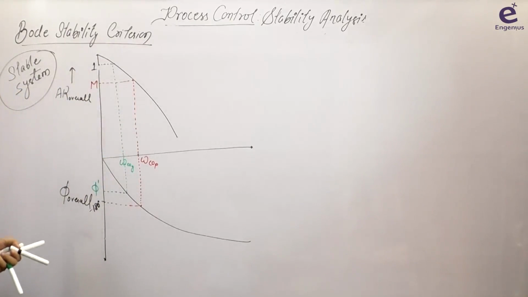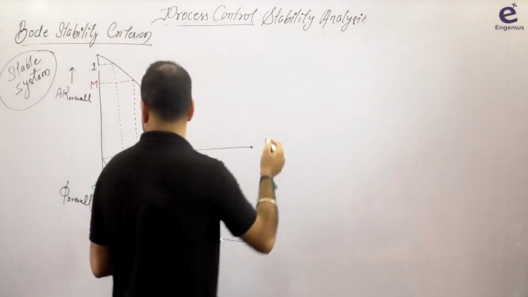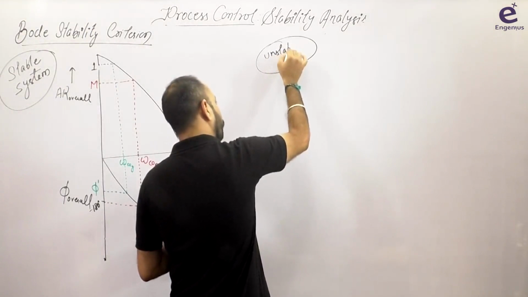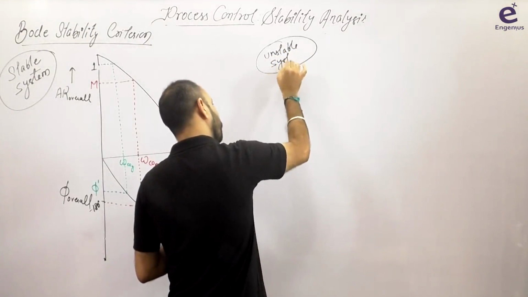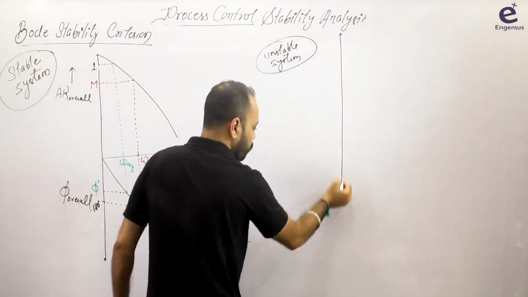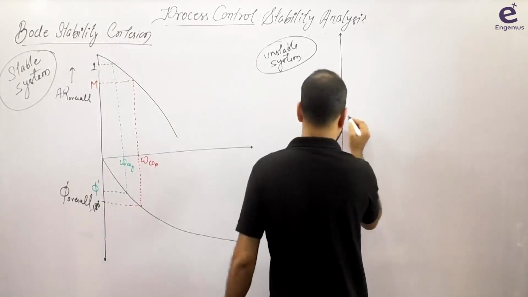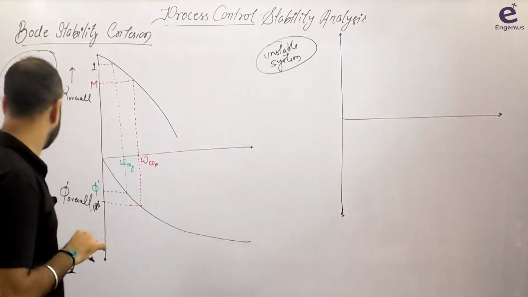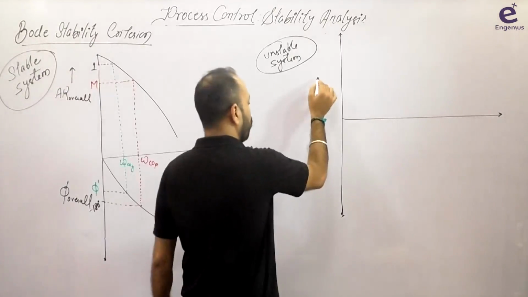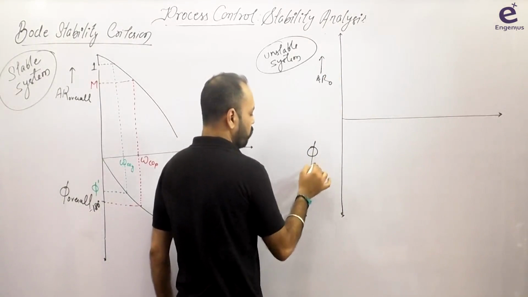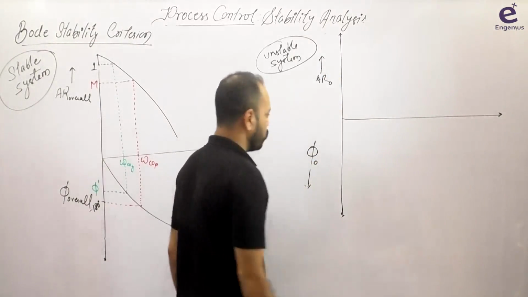This is the diagram of a stable system. Let me also show you an unstable system. Let us see how. I'm also making the Bode plot of unstable system. Fine. See, unstable system. Correct. So yeah, this is the thing. Suppose we have this AR overall, which increases in this direction, where O means overall, and phi becomes more negative in this direction.